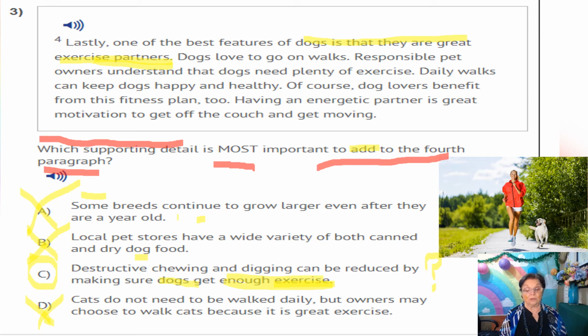This is the only one that makes sense. You could add that right at the end of the paragraph right there. You could write, destructive chewing and digging can be reduced by making sure dogs get enough exercise. Guess what? That would fit right in the paragraph perfectly. That is your answer choice. We know that because it does mention dogs and exercise.